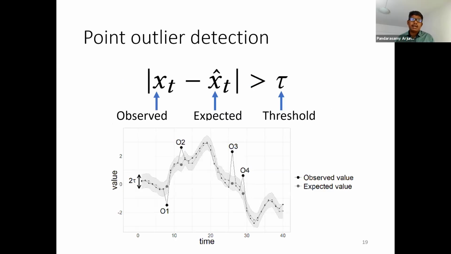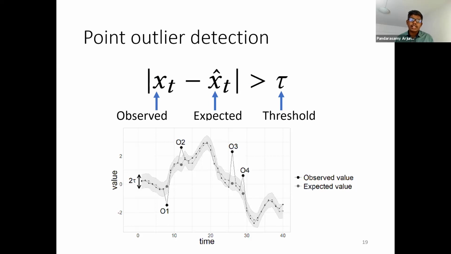So here is an example of a point outlier detection method. The problem is that we have x of t, an observed value at a particular time t, and we have an expected value, the ideal value at that particular time, which we denote as x cap t. If the difference between the observed and the expected value is greater than some threshold, we consider x of t an outlier. This is a very simple definition.